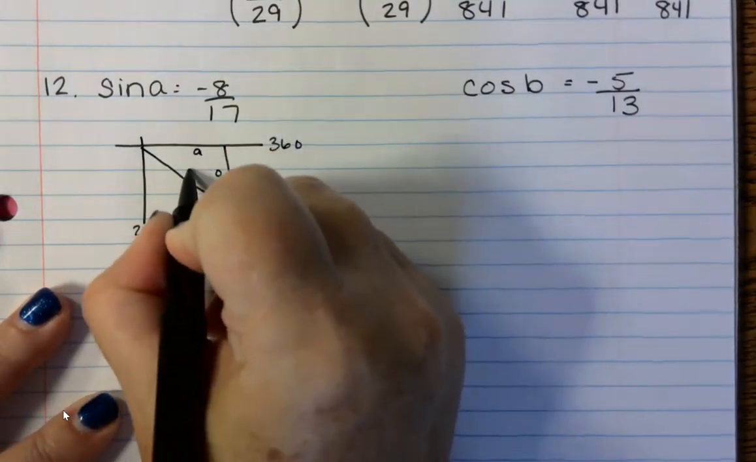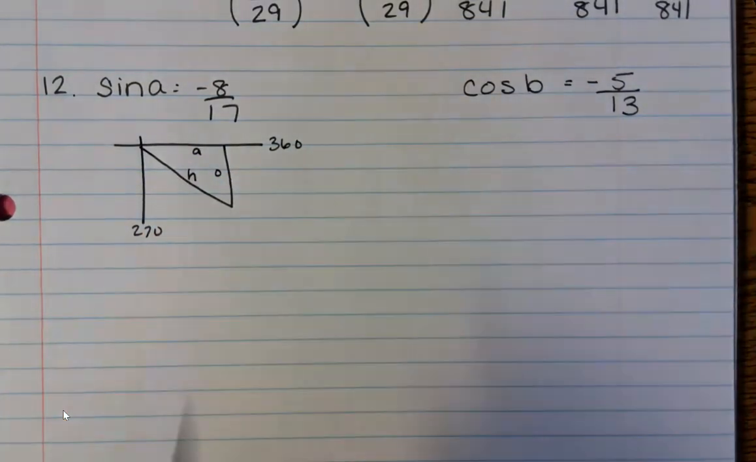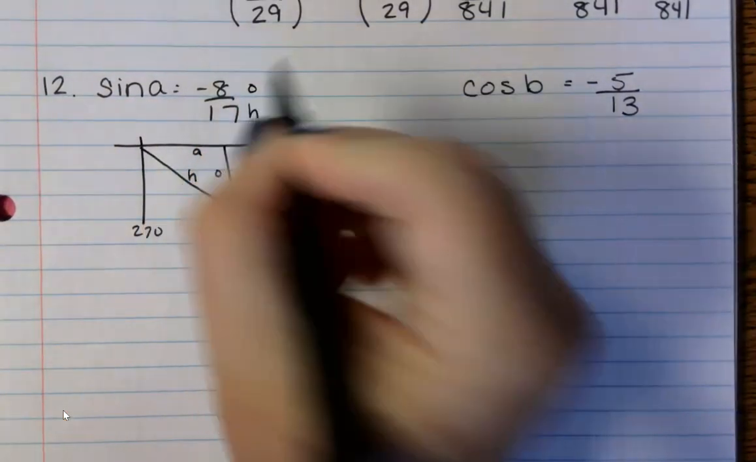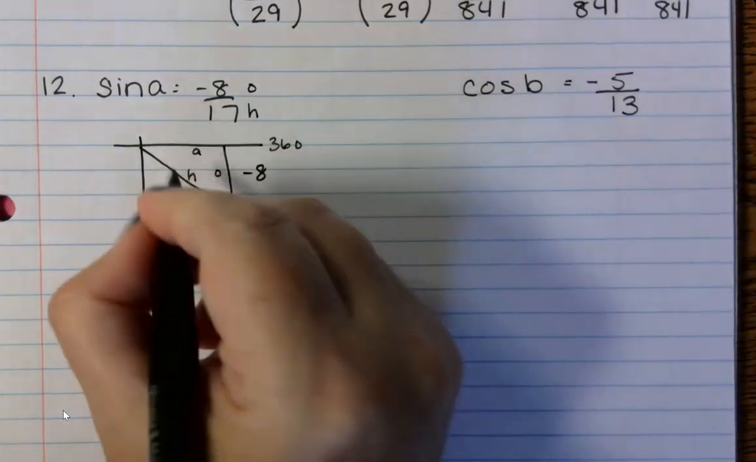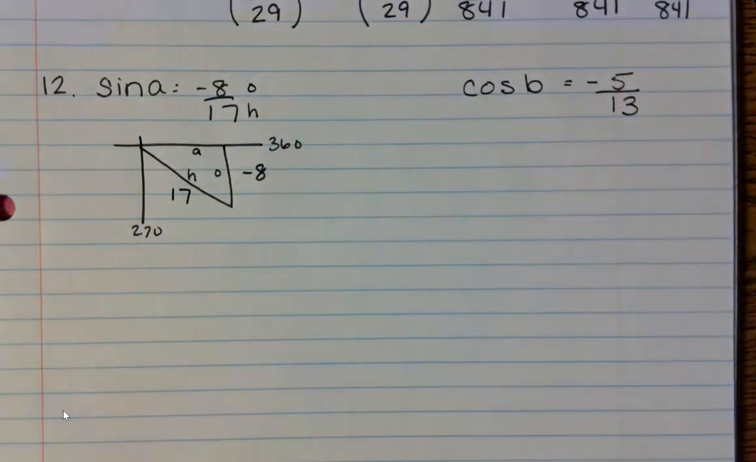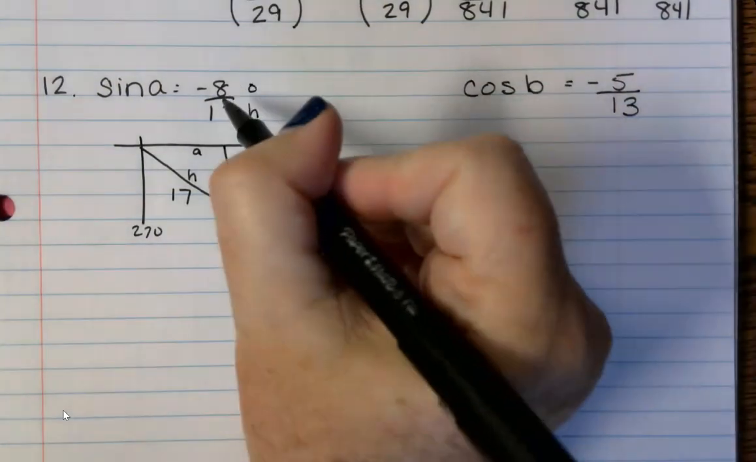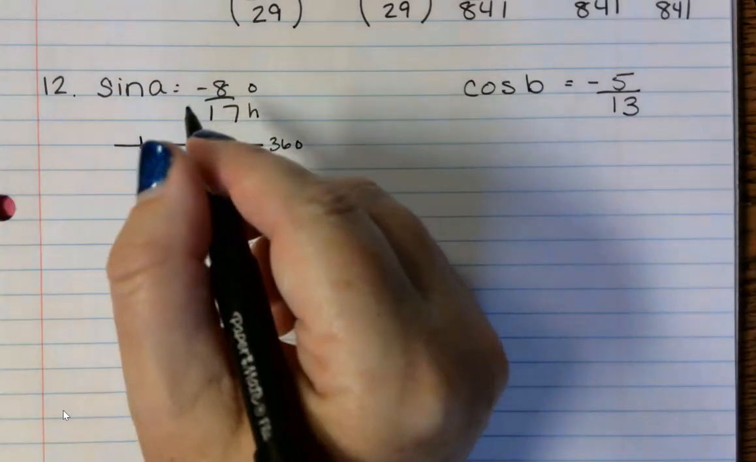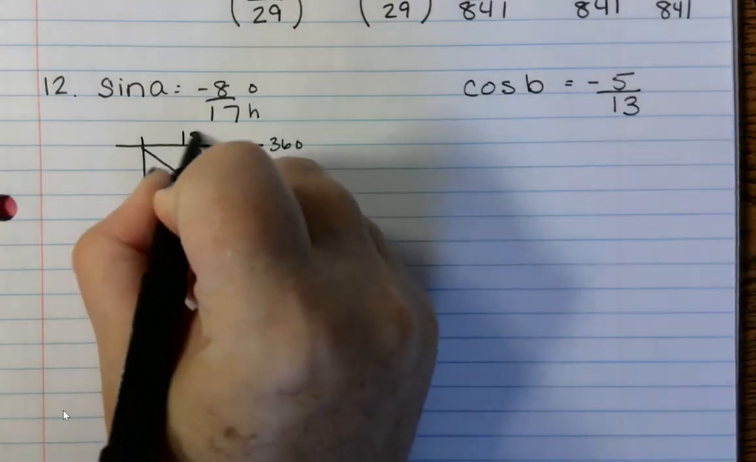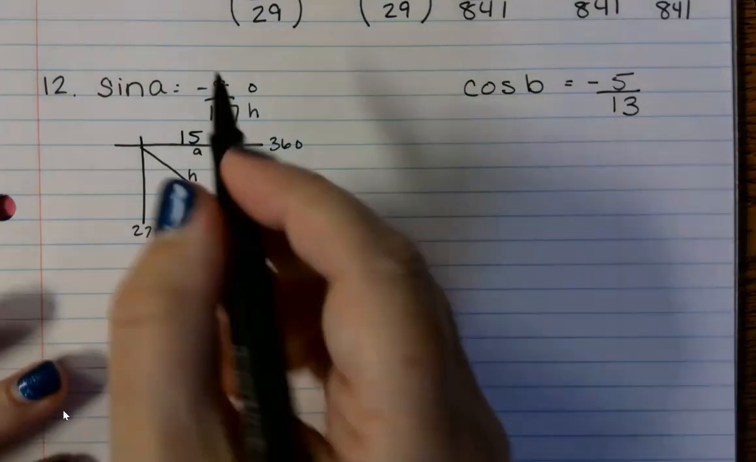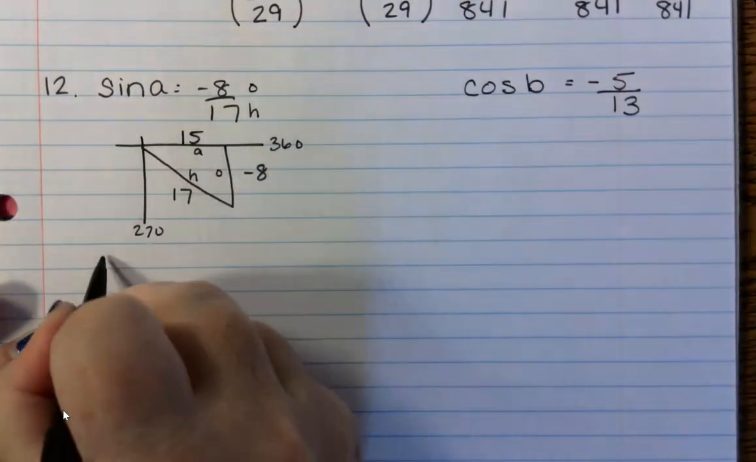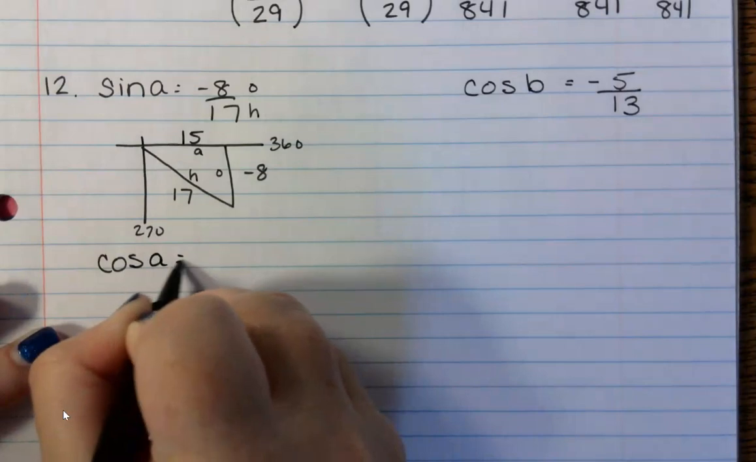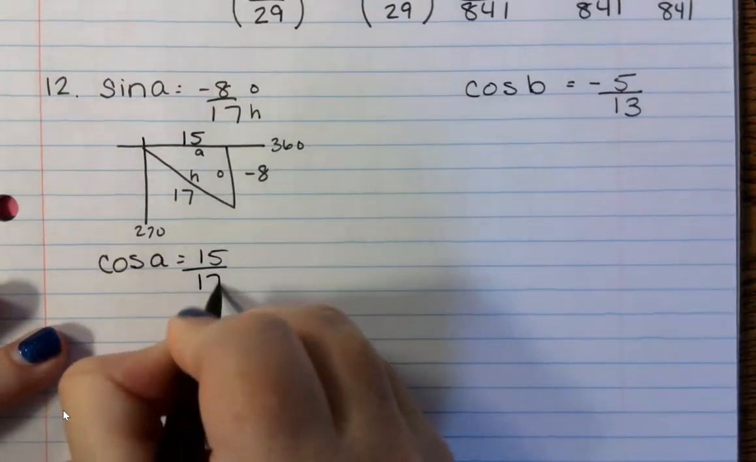So you can find A, O, and H. Sine is O over H, so O is -8 and the hypotenuse is 17. Remember, hypotenuse is always positive, so the negative has to go to the 8. Looking at your Pythagorean triples, if I have 8 and 17, the missing side is 15. So cosine A is going to be 15 over 17.